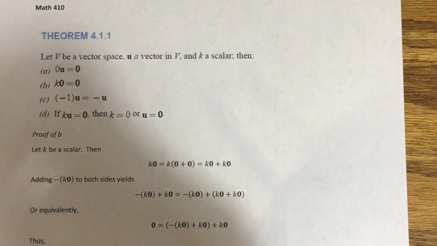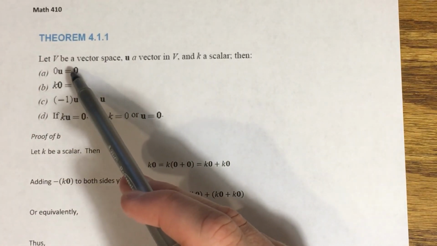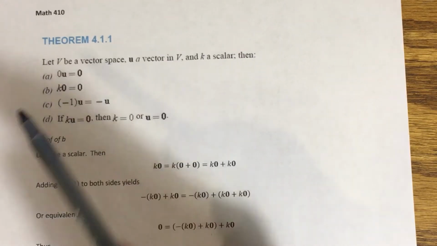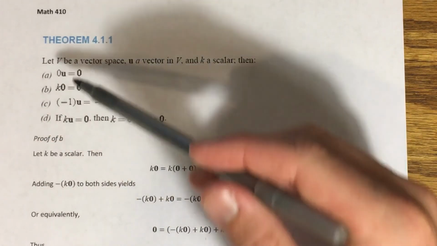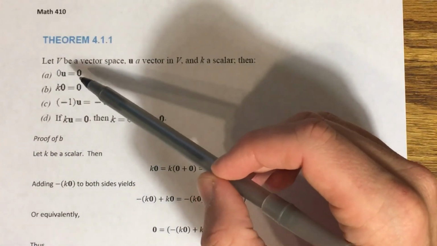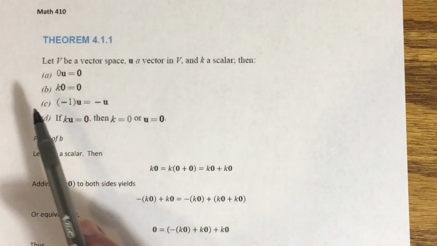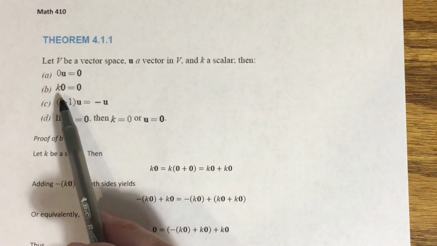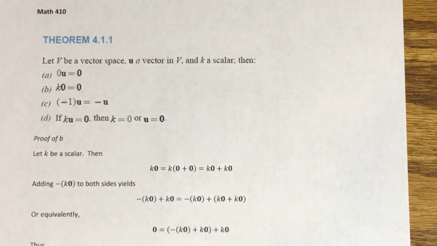Your book proves A and C, and I would highly recommend you go into your book and look at those two proofs because they're very, very important. It's very, very important to see how those steps are laid out. Because they're already in your book, I'm going to prove a different one. I'm going to go ahead and prove B, which says that if you have the 0 vector and you multiply it to any scalar, the result is the 0 vector.